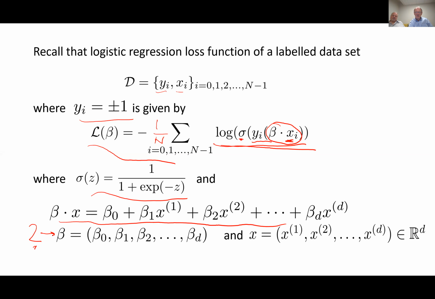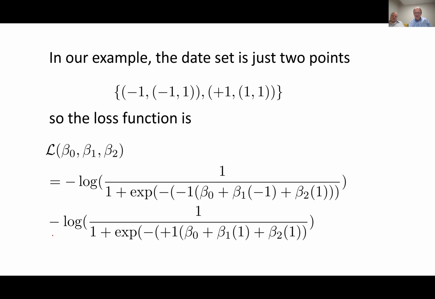The way we did it was we wanted to minimize this loss function. We want to find the beta that minimizes this loss function. That's where we used gradient descent to do that. So let's see what we get in our case here. In our case, we have just two points, with labels -1 and +1.